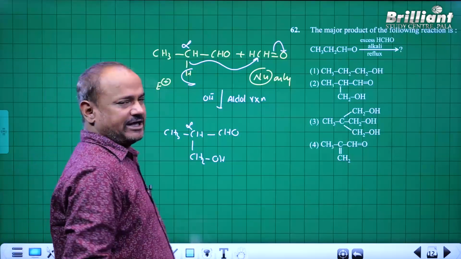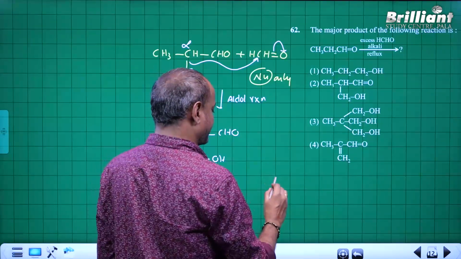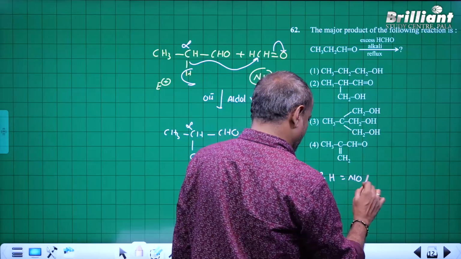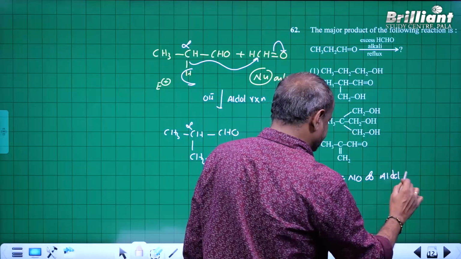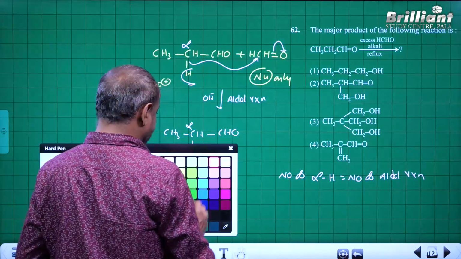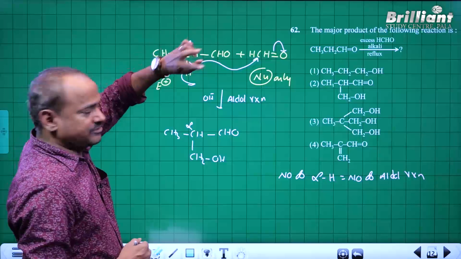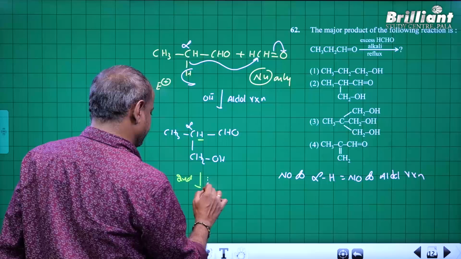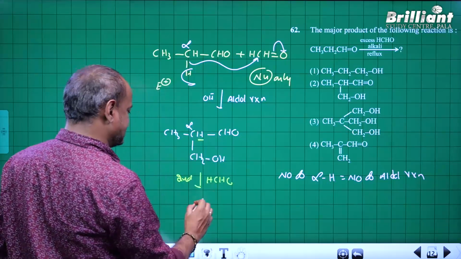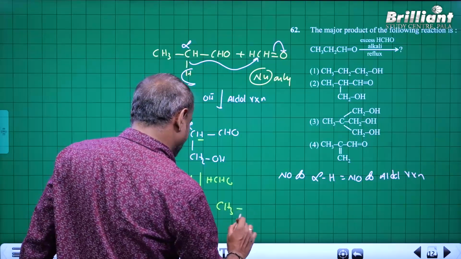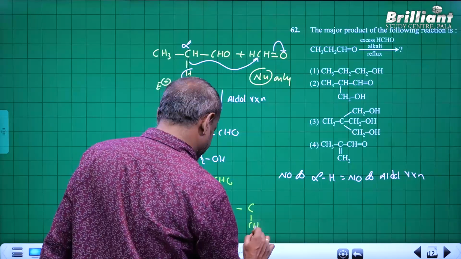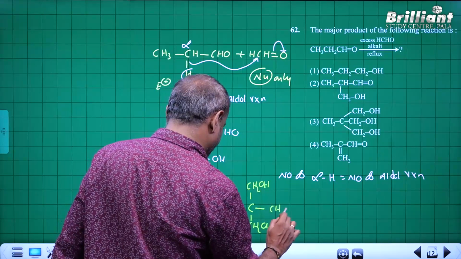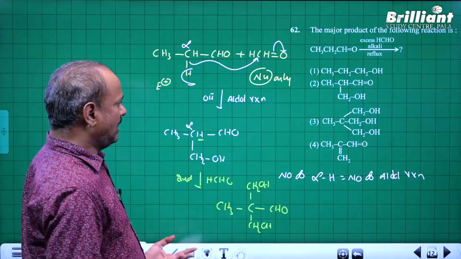Number of alpha H equal to number of aldol reactions. So parent compound has 2 alpha H. So one more step possible. This is one more H. So second formaldehyde, same mechanism to form second aldol reaction. CH2OH, CHO. Last step, alpha H finished.